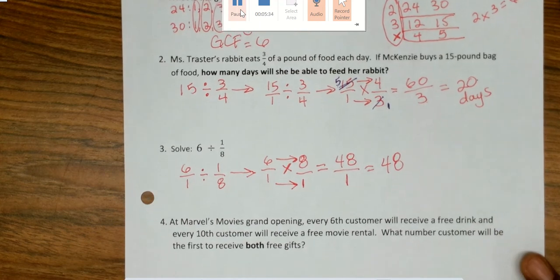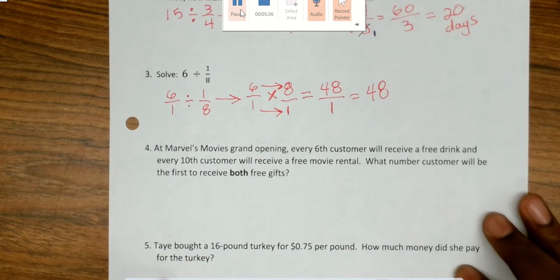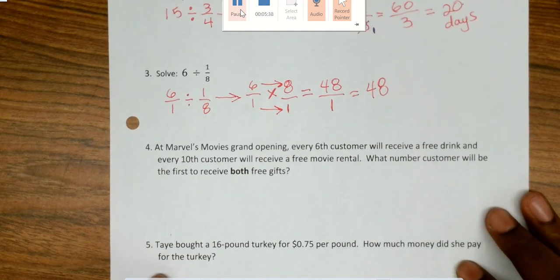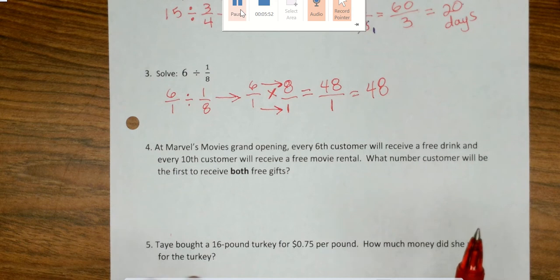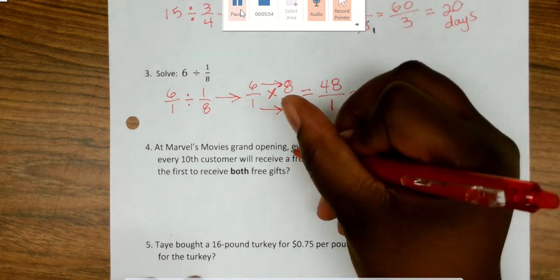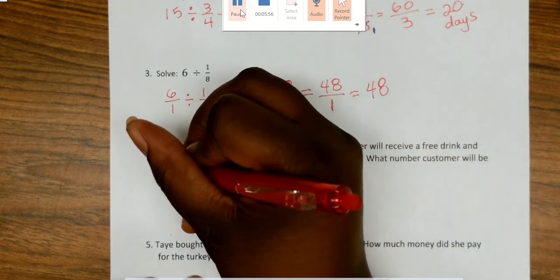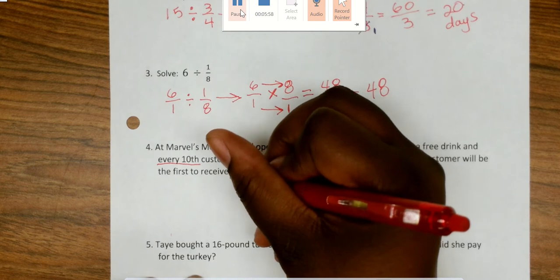Okay, let's look at number 4. At Marvel's Movies grand opening, every 6th customer will receive a free drink and every 10th customer will receive a free movie rental. What number customer will be the first to receive both free gifts? So we have a couple key words in here. This is asking us for every 6th, and this is asking us for every 10th, and we have both.